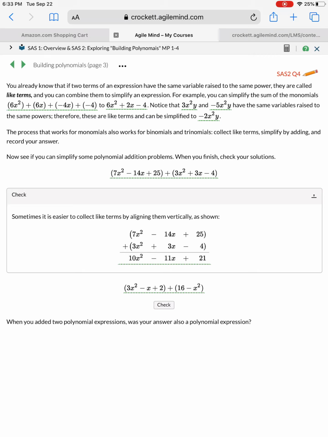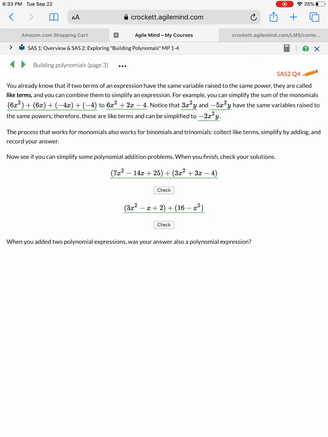So I'm just combining like terms there, just simply adding or subtracting. So there's the work we did. We get the same answer. So now what I want you to do, I want you to do B on your own. You're just adding again. Once you're done, you can hit the check button and it'll tell you and show you the correct way to do it.